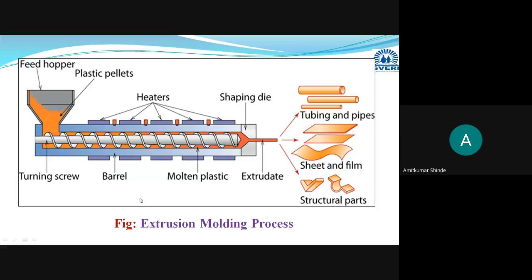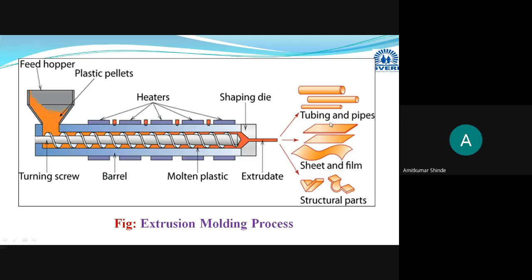I will first explain the constructional details. There will be a turning screw. Then one barrel or cylinder will be there, and here you can heat this cylinder. Then at the end of this cylinder, at the end corner, there will be one die. This is the shaping die, and this opening is nothing but your orifice, the small opening. You can change the shape of this opening, and depending on the shape of this orifice, you will get the final product.